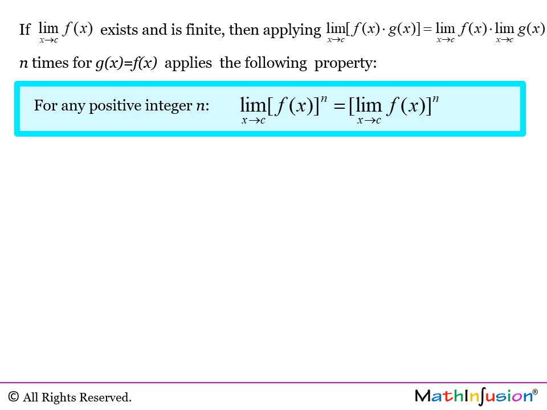If you look at the left side, we take f(x) to the power of n and then we take the limit. On the right side, first we take the limit of the function and then we take it to the power of n.